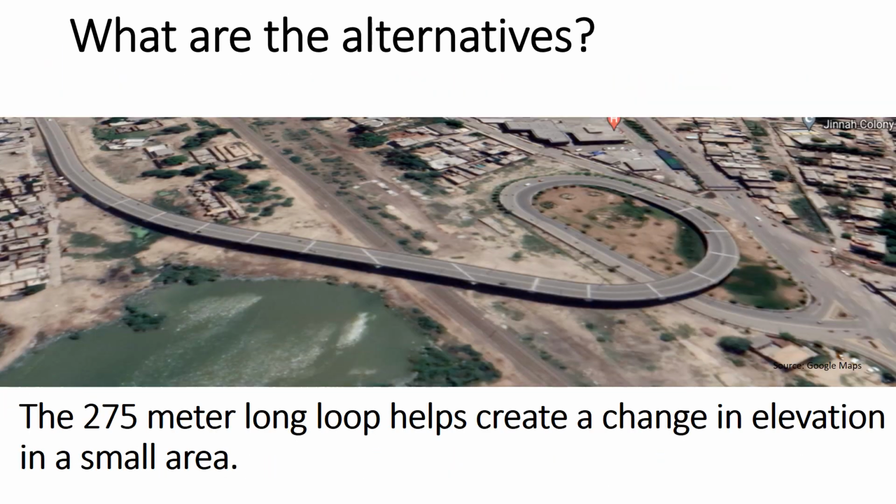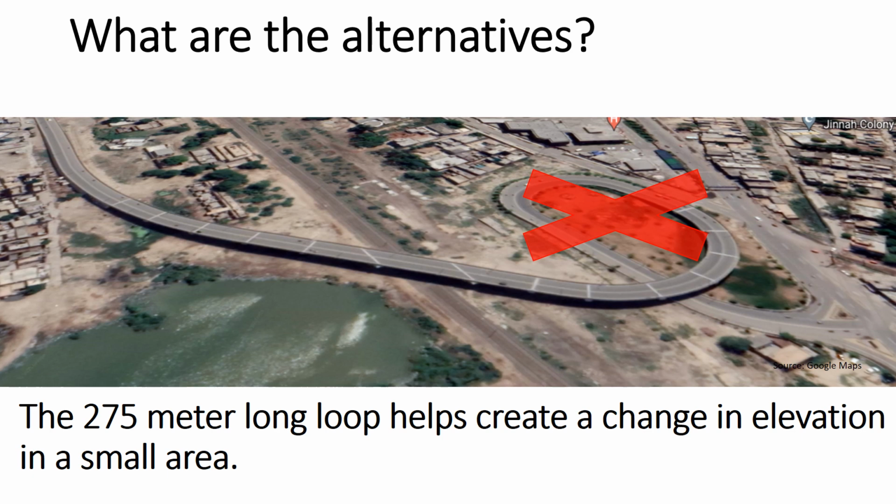So let's think about the alternatives. And so we've got this approximately 275 meter long loop that really is focused on helping create the change in elevation in that small, compact area. So instead of having them go up a short but steep ramp, this loop allows the vehicles to change elevation over a longer distance, so that the corresponding slope is much more gradual than it would be if it was a ramp that connected directly to the bridge that crosses the railroad. And we can also see in this image how close some of these water features are as a constraint to this project. So a lot of things to work with from the engineering perspective.